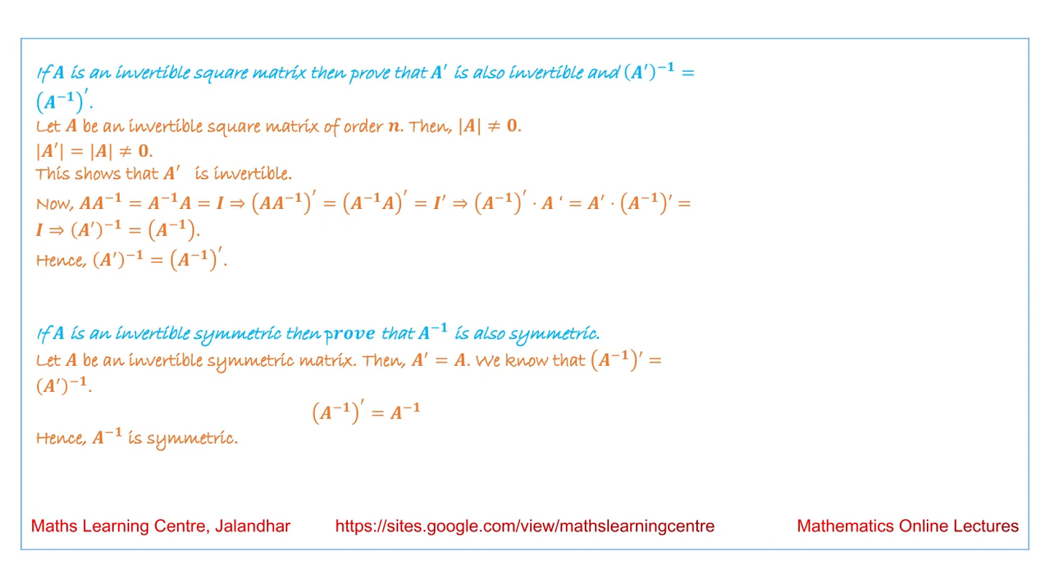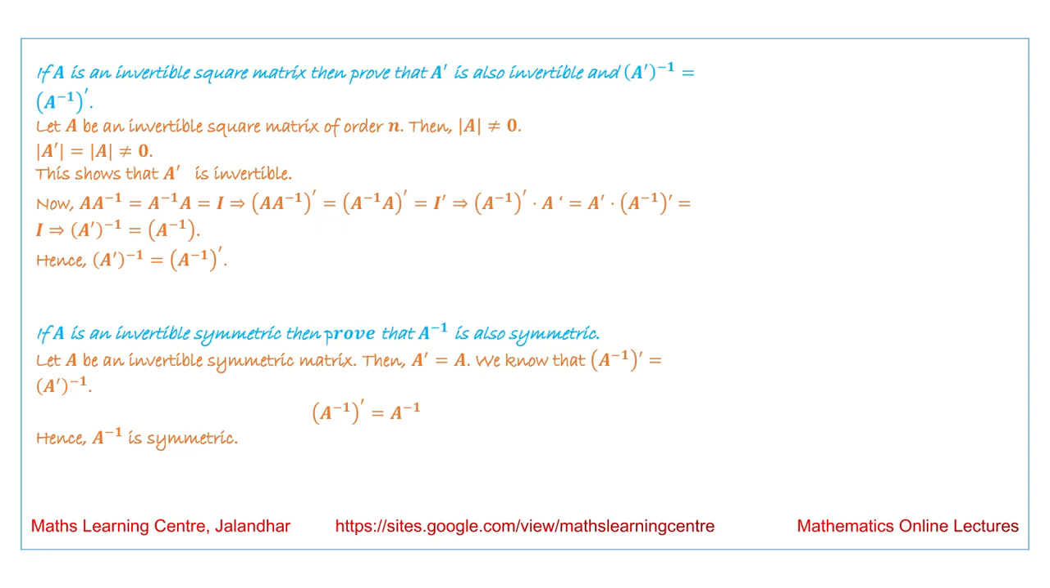Next is, if A is an invertible square matrix, then we have to prove that A transpose is also invertible, and A transpose inverse is equal to A inverse transpose. So if a matrix A is given, we have to find the A transpose inverse. So we can calculate the A inverse and do its transpose.